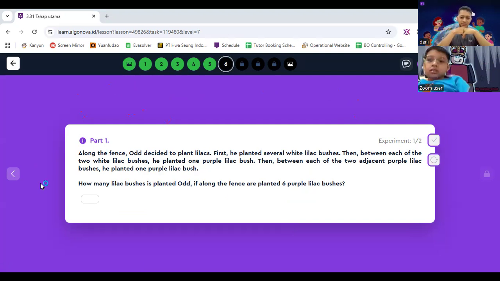Along the fence, Ott decided to plant lilacs. First, he planted several white lilac bushes. Then, between each of the two white lilac bushes, he planted one purple bush. After that, between each of the two adjacent purple lilac bushes, he planted one purple lilac bush. How many lilac bushes are planted if along the fence are planted six purple lilac bushes?